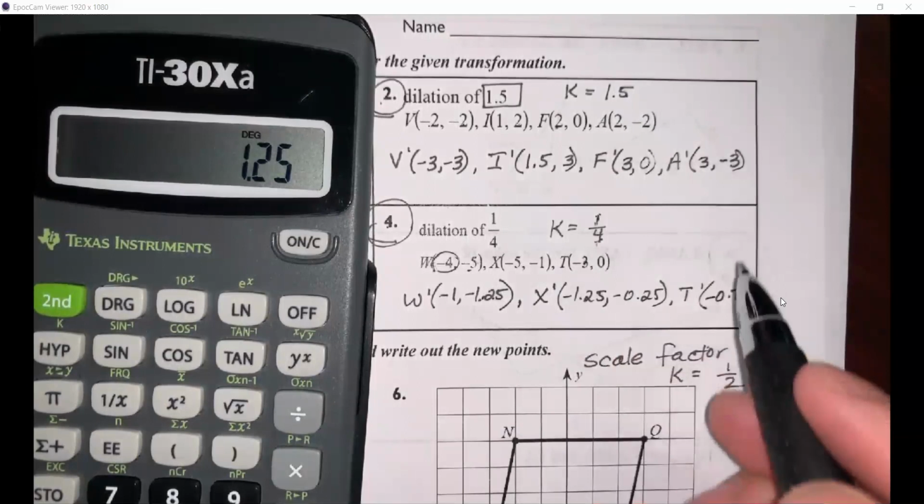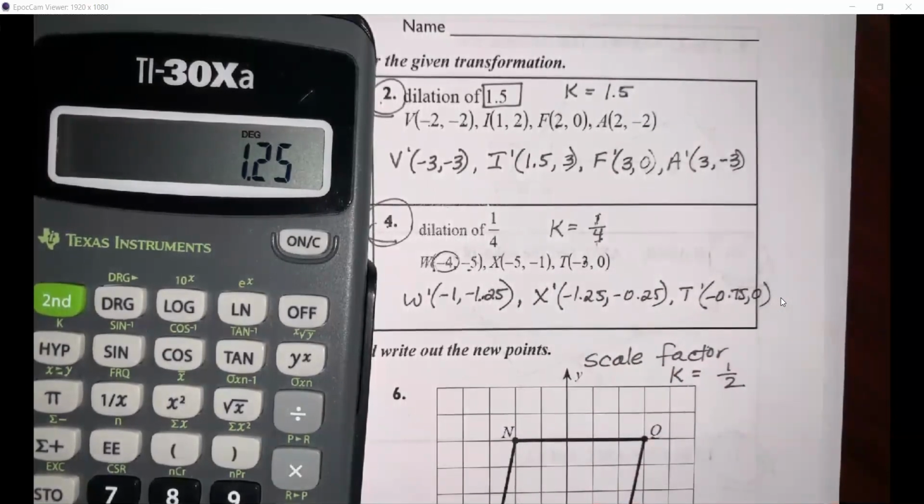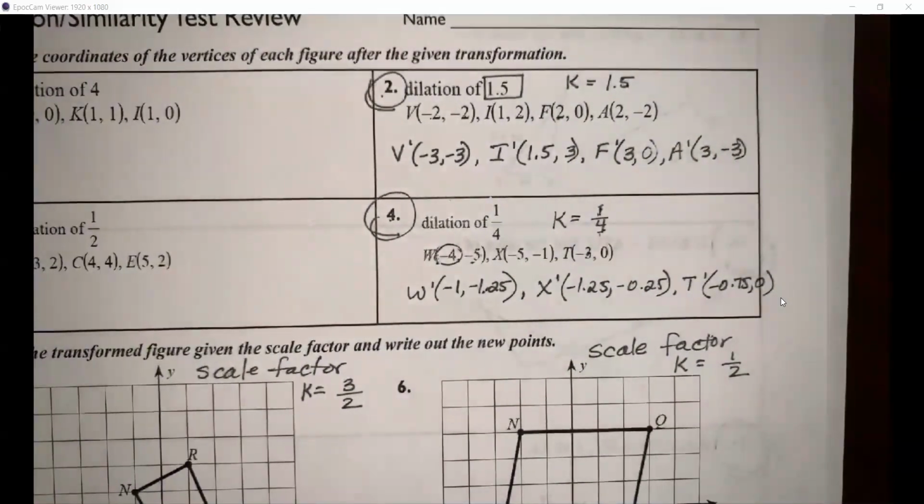I wish I had more space here, but whatever. And then 0 will just be 0. All right. So that's all you're doing. You're just multiplying your scale factor and you're done, right? By every single one of those numbers, and that gives you your new point.